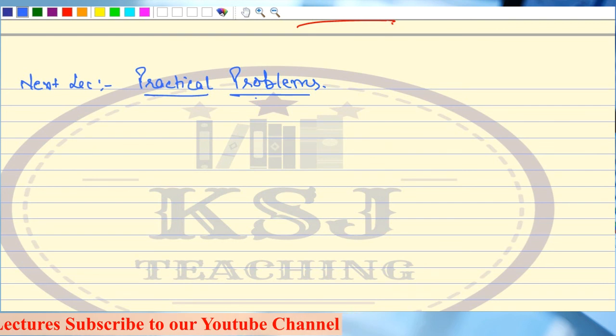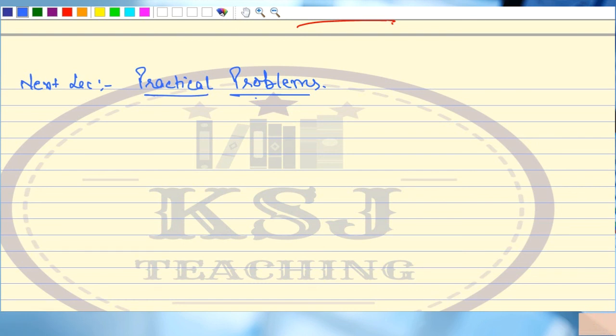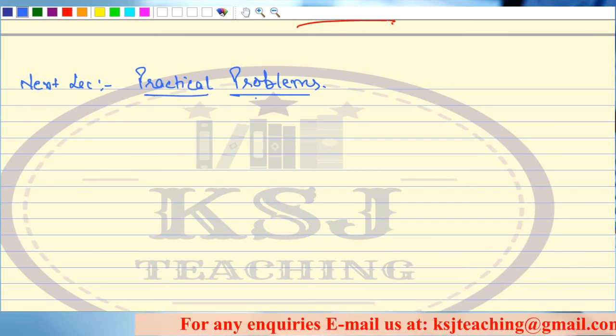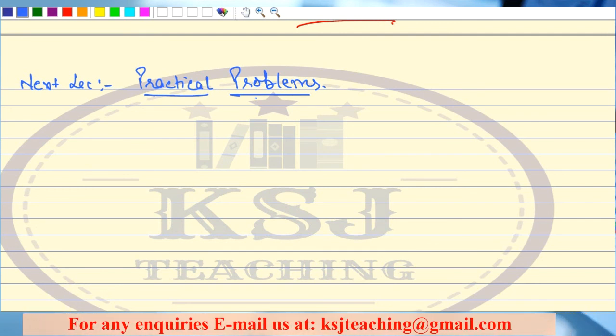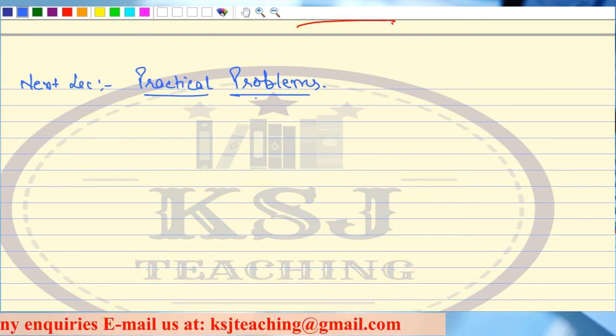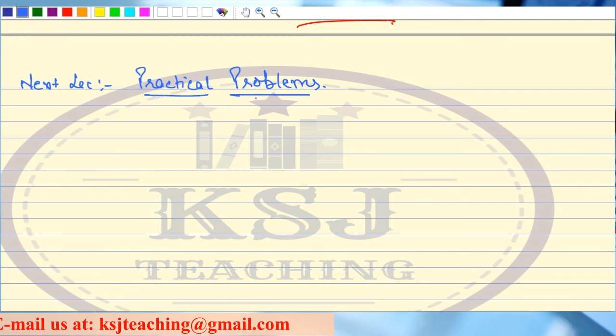After that, there is one very small topic, that is the blanket overhead rate. That is nothing much, right? I just have to tell you in 2 to 3 minutes or 5 minutes maximum. So the last main topic was this one, right? And there are two practical problems that we have to do. We'll complete it in the next lecture. And with that, our chapter will be over, right?